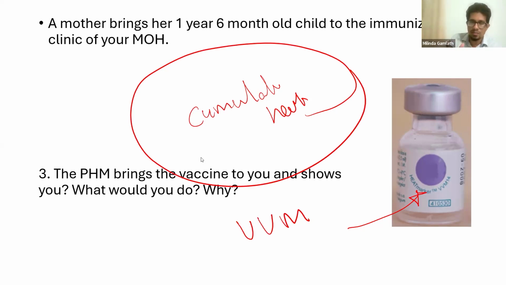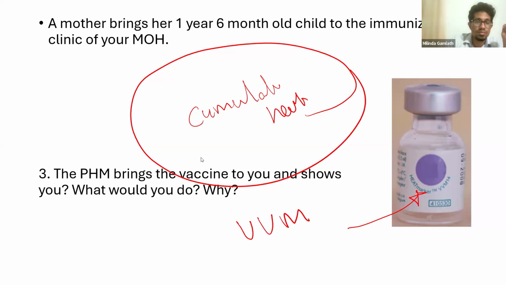This is an indicator. So if this gets exposed to higher temperatures, more than the highest level, what is the temperature range for vaccines? 2 to 8 Celsius. So if it goes more than 8 for long periods of time, this will become darker.